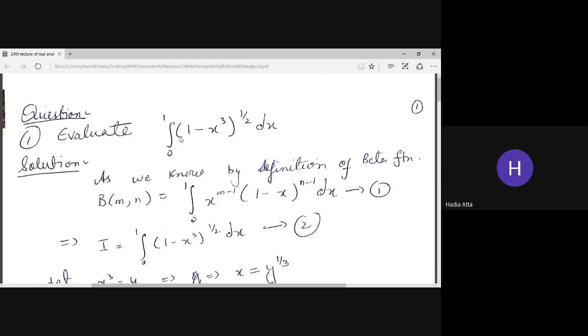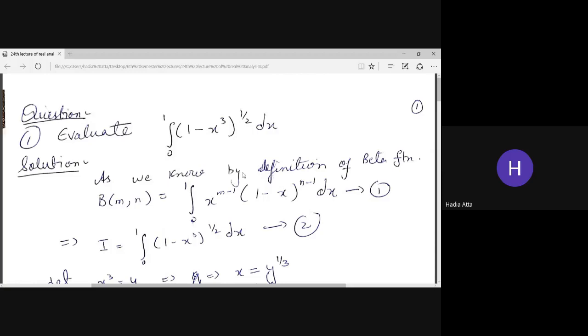But now we know about the beta and gamma function, so we are going to solve this question with a beta function. As you know, the limits of integration of a beta function are 0 to 1, and this question also contains the limits 0 to 1. So that's why we solve it with the help of a beta function, and we already studied what a beta function is.